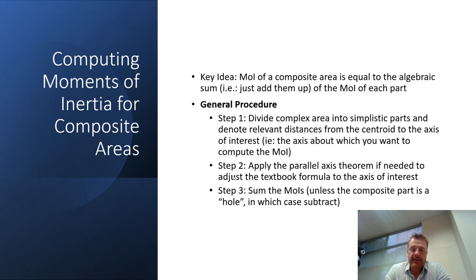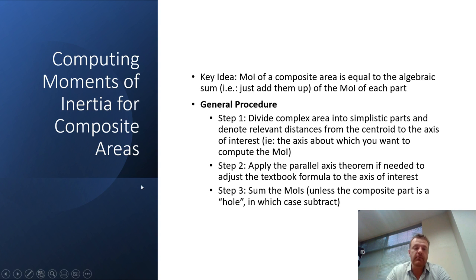So in terms of how you actually set this up, if you have a composite area, and by a composite area, I mean something that you can break up into a concatenation of a bunch of simple shapes, like maybe you have a square with a triangle on top. That area might look a little bit funny, and in your table, there might not be a lookup for the moment of inertia with a square with a triangle on top. However, there will be one for a square and there will be one for a triangle. So you're breaking it up into those fundamental parts. That's what step one means here.